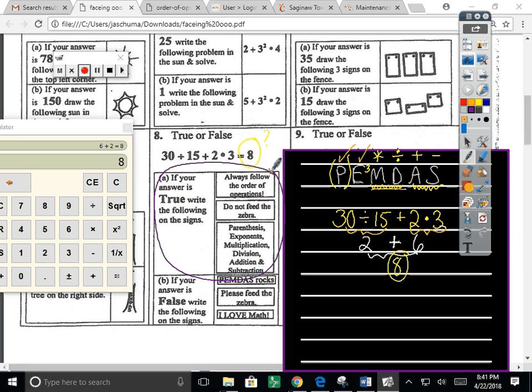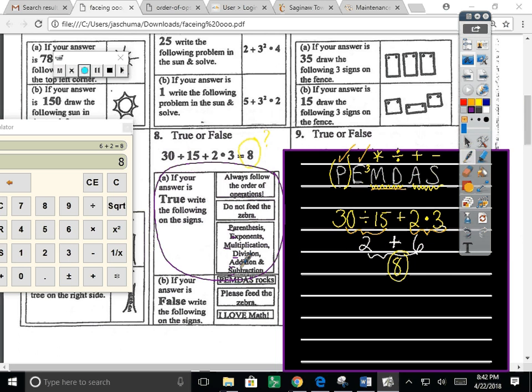My answer is true, so I need to write these following signs on my picture. Always follow the order of operations. Do not feed the zebra. Parentheses, exponents, multiplication, division, addition, subtraction. Oh, PEMDAS, I see it. PEMDAS. Three signs you're going to make on your picture right now.